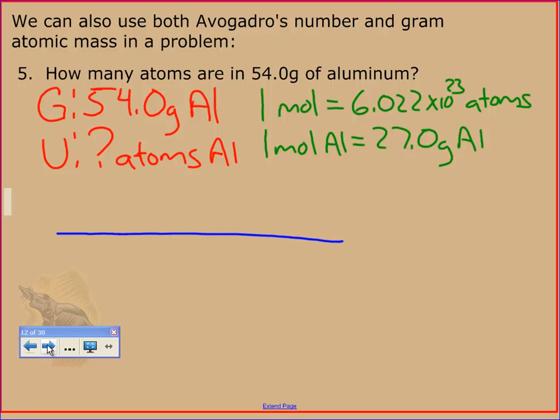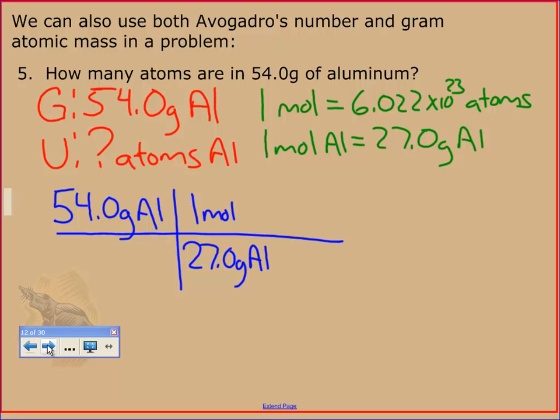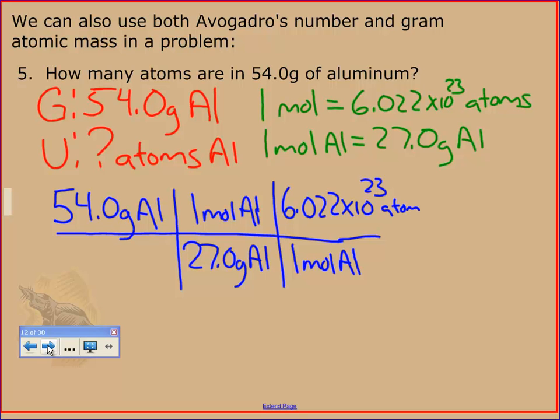And then we're going to set up our railroad tracks. The only thing that's going to make this problem a little different is that we've got two conversion factors, two equalities, as opposed to one. So our given, 54.0 grams of aluminum. We want to cancel grams first, so we take that 27 grams of aluminum down to the bottom, with 1 mole of aluminum on the top. If we cancel out the grams, we're left with moles. So we want to cancel moles, so we take the 1 mole here, and then the 6.022 times 10 to the 23rd atoms at the top.